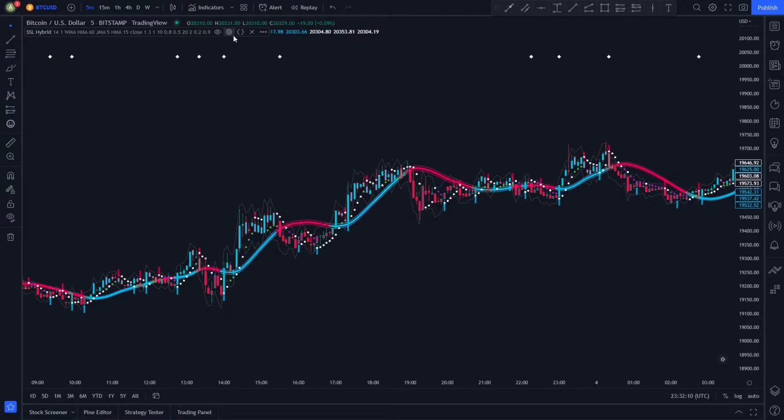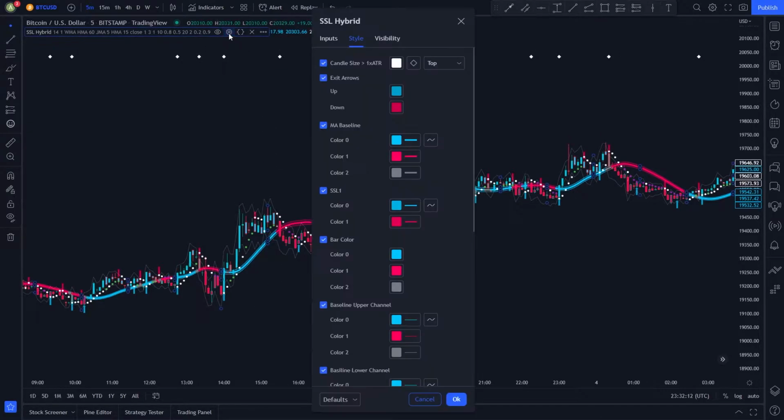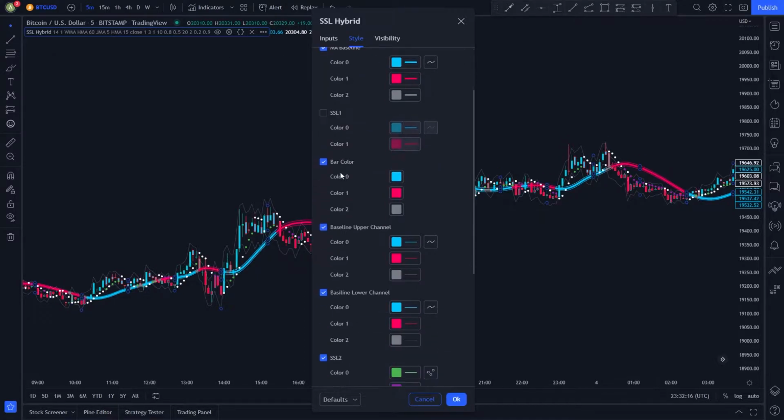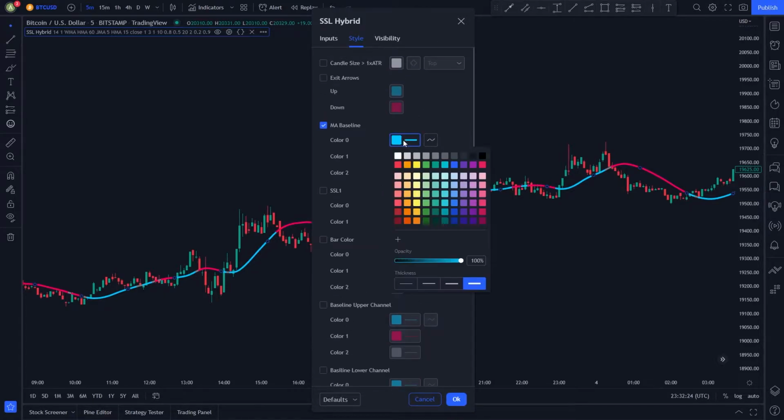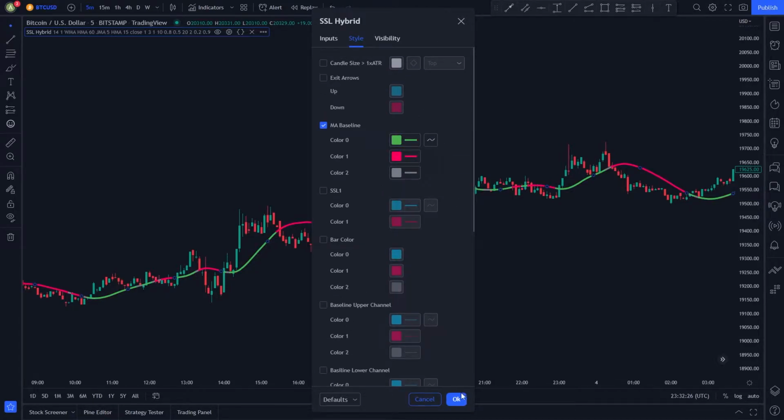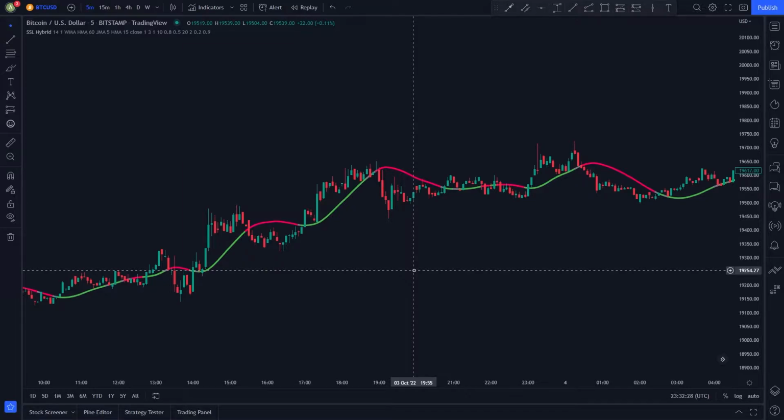Now we need to change some of the indicator settings. We click the settings button on the indicator menu. We head to the style section. We uncheck everything beside the MA baseline. Then we change the MA baseline color from blue to green. Then we click OK, and now we are done with the first indicator.